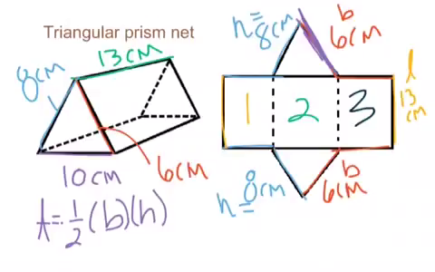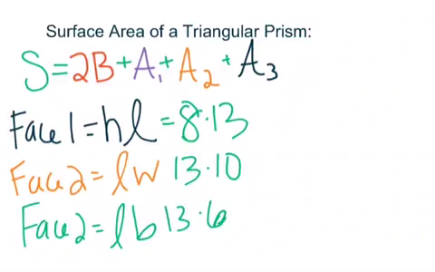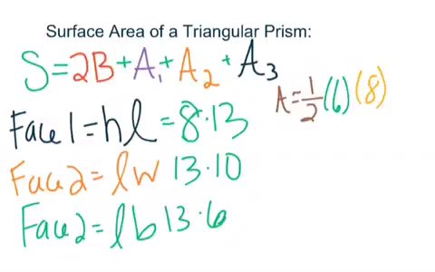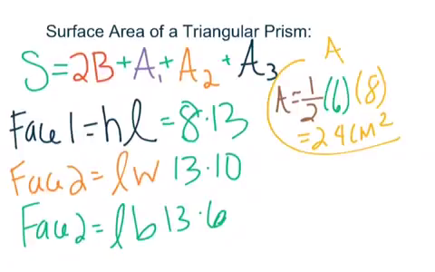Okay, so for that one, let's go back over here. So for the base, that's going to be area equals 1/2 times base times height, right, for a triangle. Because remember, your base in a triangular prism is a triangle. So your base is 6, so we have 1/2 times 6 times your height, which is 8. Okay, when you multiply all those together, you're going to get 24 centimeters squared here. Okay, so this is the area of the base.